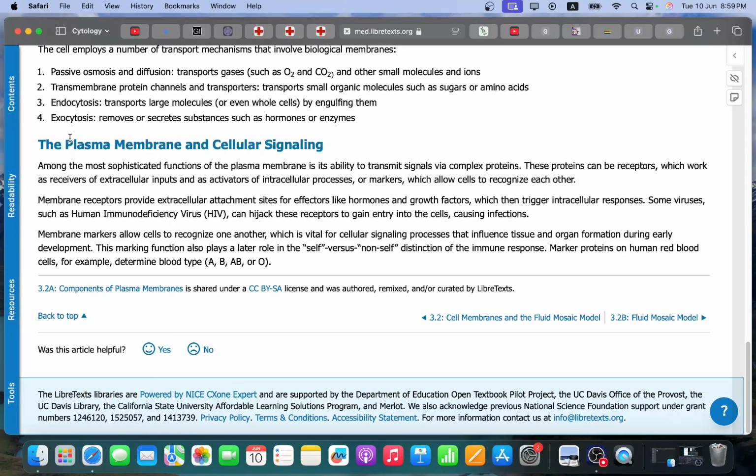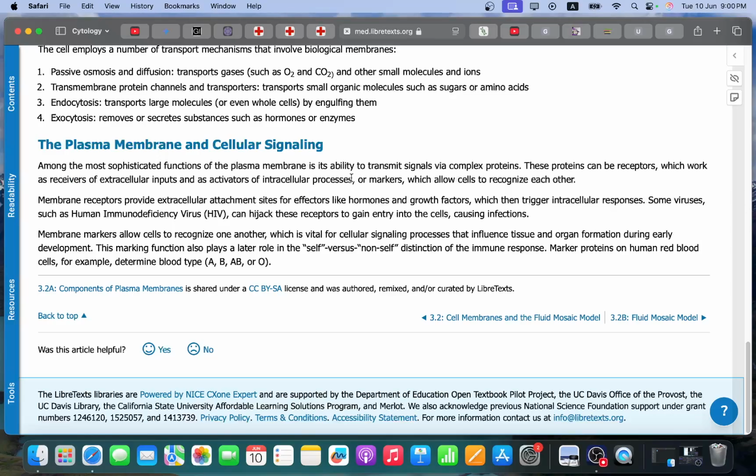Plasma membrane and cellular signaling. Among the most sophisticated functions of the plasma membrane is its ability to transmit signals via complex proteins. These proteins can be receptors, which work as receivers of extracellular inputs and as activators of intracellular processes.